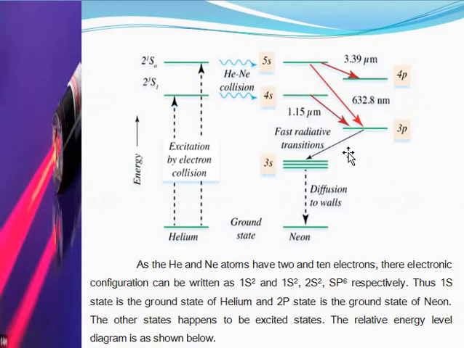Thus the cycle is continued, producing a fine continuous laser beam of red color with a wavelength of 632.8 nanometer or 6328 angstrom. So this is the working of the helium neon laser, students.